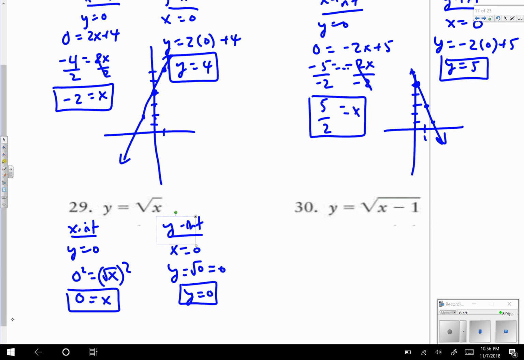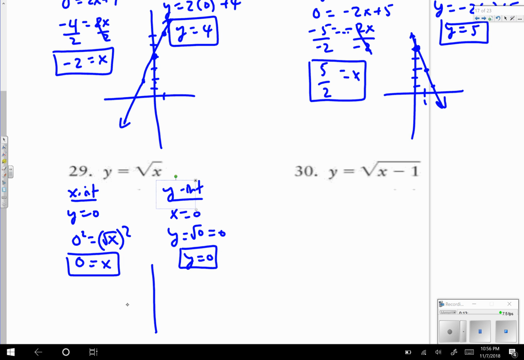So now I'm going to go ahead and graph it. I have x equals 0, y equals 0, which is this point right here. If I were to plug in another number here, like 4, the square root of 4 is equal to 2. So if x equals 4, then y is equal to 2. 1, 2, 3, 4. So x equals 4, then y is equal to 2. And my graph is going to go something like that.